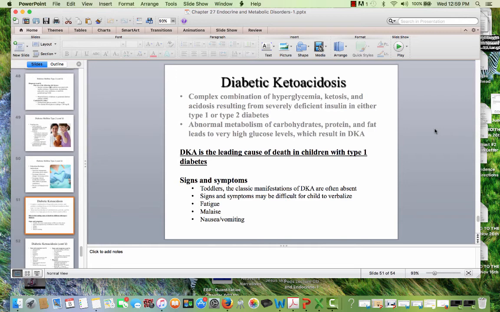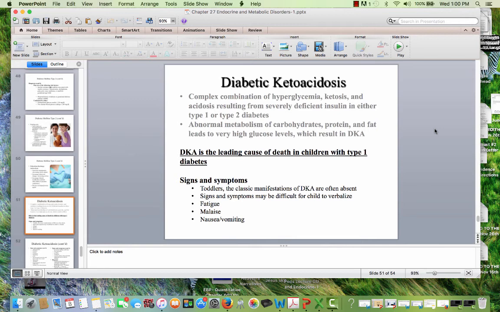There are also 3 levels of acidosis to consider. Mild DKA, which is considered level 0, is a venous blood pH of 7.2 to 7.3. Level 1 is moderate DKA, which is a venous blood pH of 7.10 to 7.19. And level 2 is severe DKA, which is a venous blood pH of less than 7.0.